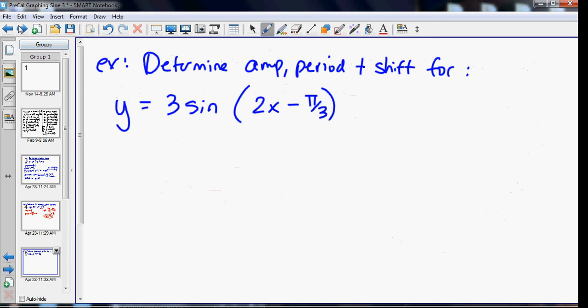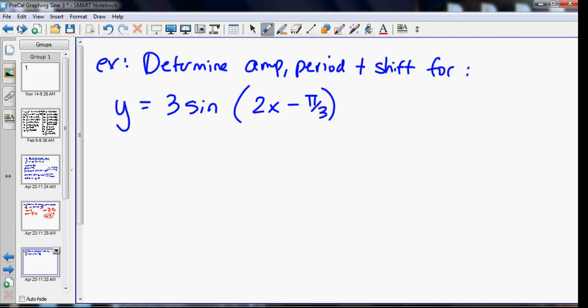So stuff we've done before, amplitude, that's 3, coming from A right here. Period, two pi over B. This is our B right here. So that again goes down to pi.